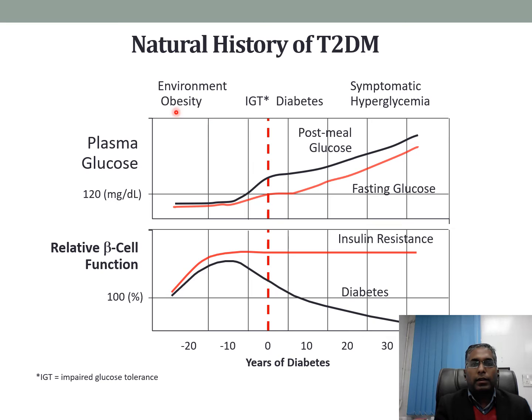The key factors are environmental factors and the development of obesity or insulin resistance. So beta cell function decreases over a period of time and insulin resistance increases. So diabetes develops because of these.